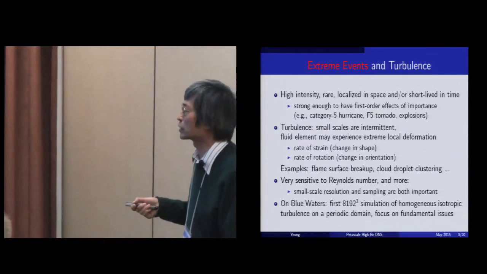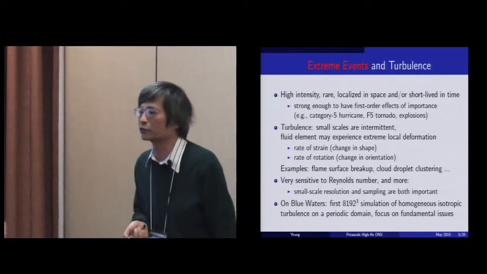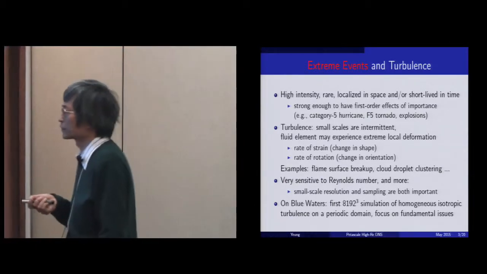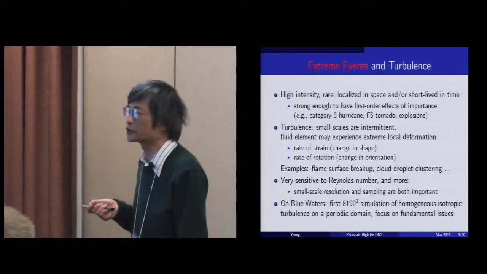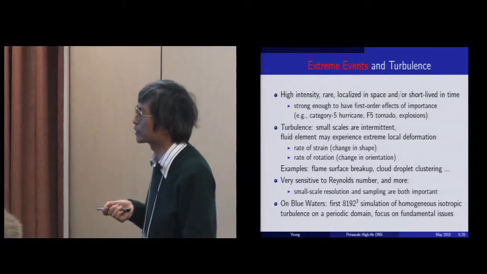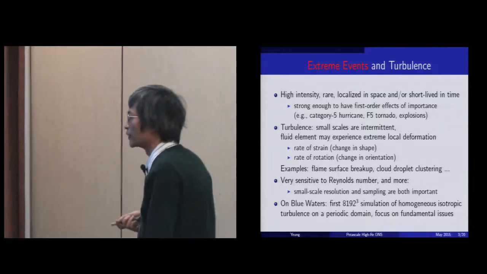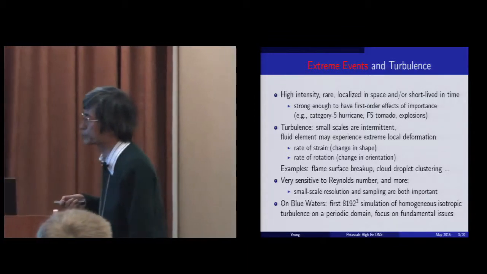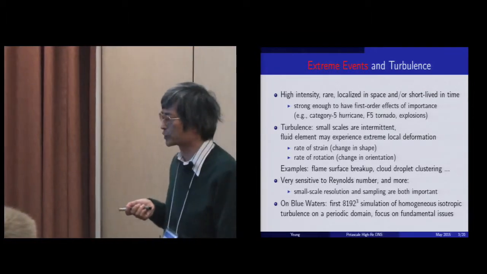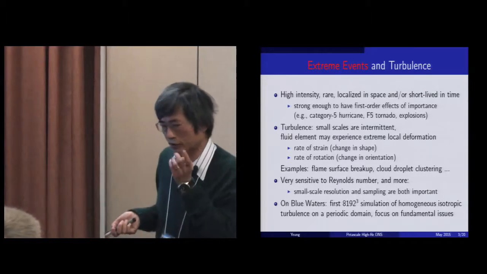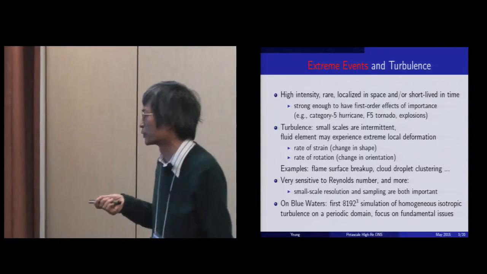And what about cloud droplets clustering? Do we have rain? Why is rain so difficult to predict versus temperature? All of that has to do with small scale turbulence. We'd like to reach a high Reynolds number, but not only that, we need to resolve the small scales reasonably well. And on Blue Waters, we have accomplished the first 8192 cubed simulation of homogeneous isotropic turbulence. Actually, it is similar to what we had in the first talk. Isotropic turbulence, what is that?